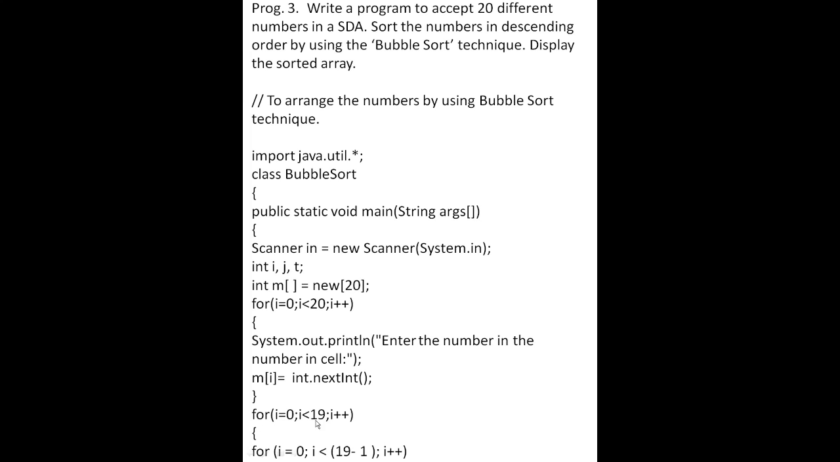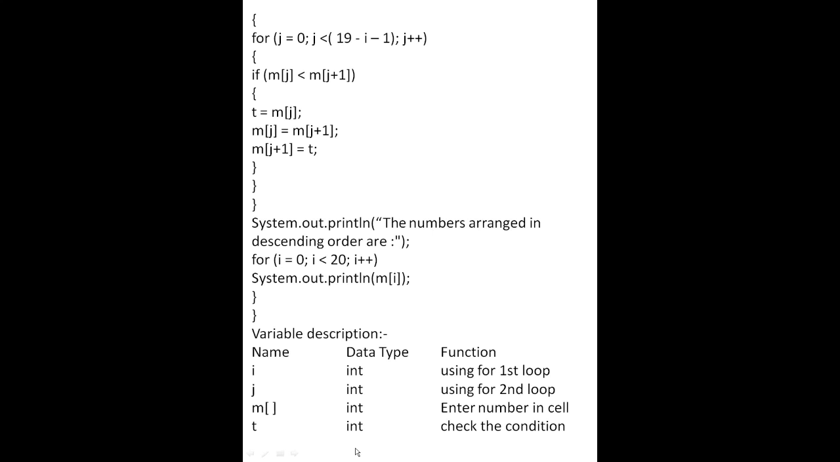For i started from 0, i less than 19, i plus plus. These are 2 loops that will be here. Now the j loop. In the j loop, we start from 0, but j is less than 19 minus i, then minus 1. This is the descending condition. In the ascending condition we write only 19 minus i, but in the descending condition we will write 19 minus i minus 1, then j plus plus. Only these loops will be different for descending order.